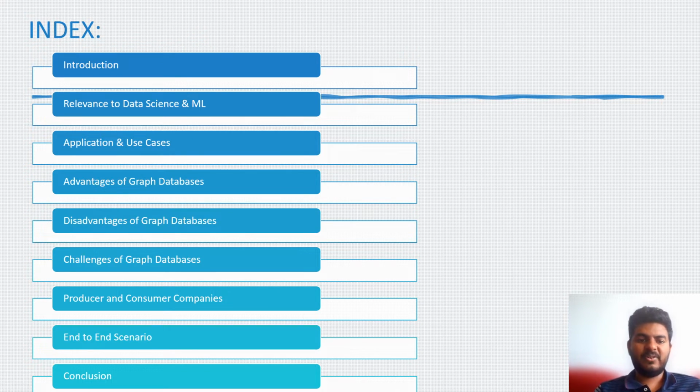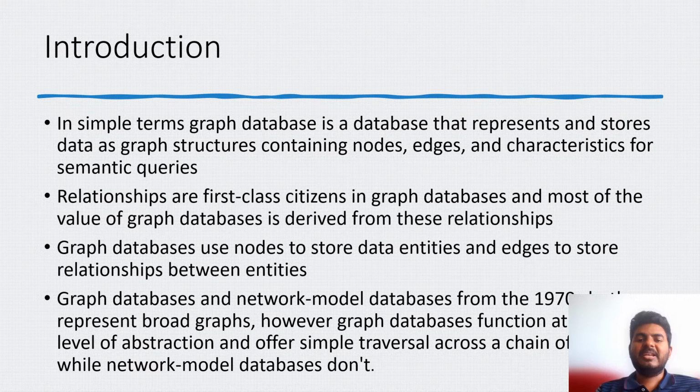So our main agenda for today's presentation is: introduction to graph databases, relevance and use of graph databases to data science and machine learning, application and use cases of graph databases, advantages and disadvantages of graph databases, challenges of using graph databases in machine learning, producer and consumer companies for graph databases, and end-to-end scenarios and the conclusion finally. So let's get started with the introduction of graph databases, and we will dive deep as we move forward.